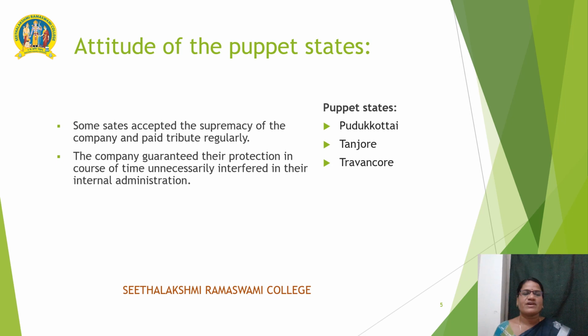Such states were called puppet or princely states. Popular among them were Pudukkottai, Tanjore, and Trivandrum. Knowing the weakness of these states, the Company administration unnecessarily interfered in the internal administration. So they confronted the government directly and waited for an opportunity to fight against them.